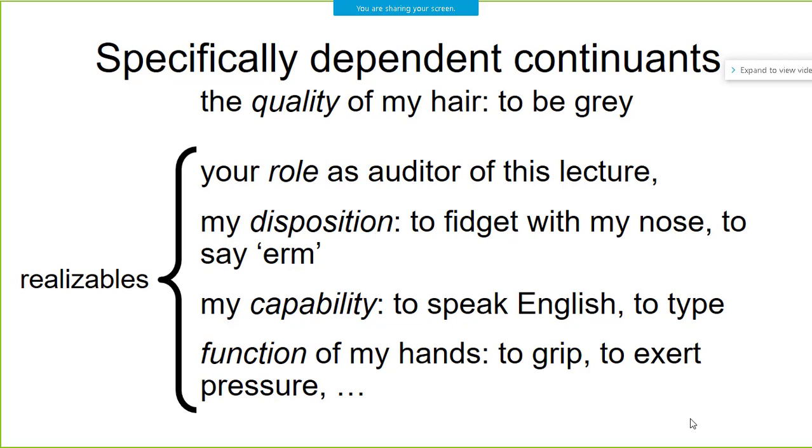You have a role of being auditor of this lecture just at the moment, but you can lose that role just by walking out of the room or by falling asleep or by deliberately not listening. I have a disposition to fidget with my nose, and I have a capability to speak English and to type, and my hands have a certain, I don't have any functions. Organisms generally don't have functions unless they've been designed for certain purposes, like bacteria. But my hands have a function, and all of these are realizable. And of course, machines have functions, components have functions.